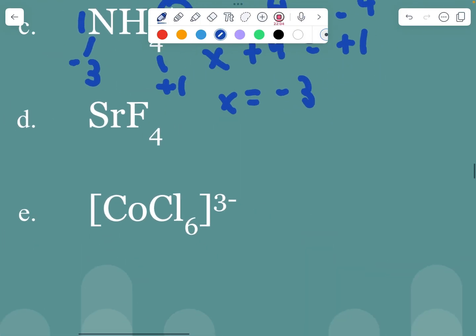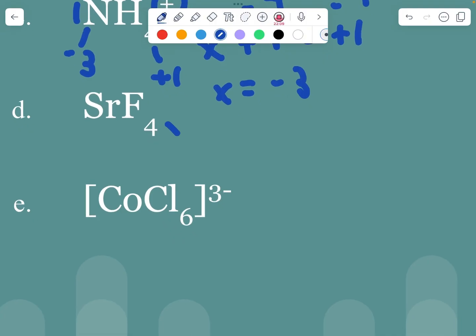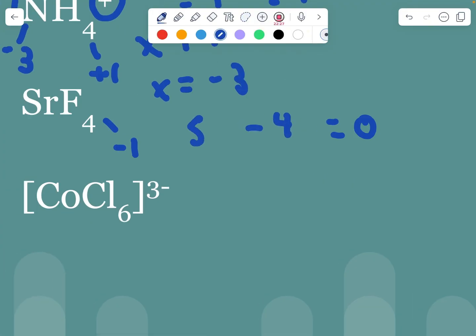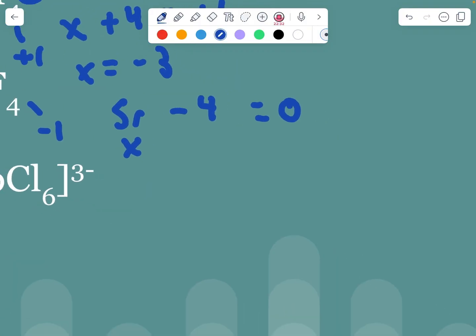For here, the strontium tetrafluoride, or strontium fluoride, will have a negative 1 for the fluorine. It's always negative 1 for that one. And so we're going to say this is 0 because it's not a polyatomic. That's going to be equal to 0. And so we're going to have a negative 4 because we have 4 fluorines, and then we have strontium, or we can say X, that's fine. So then X equals 4 because we add 4 to both sides. And so we have a positive 4 for the strontium.